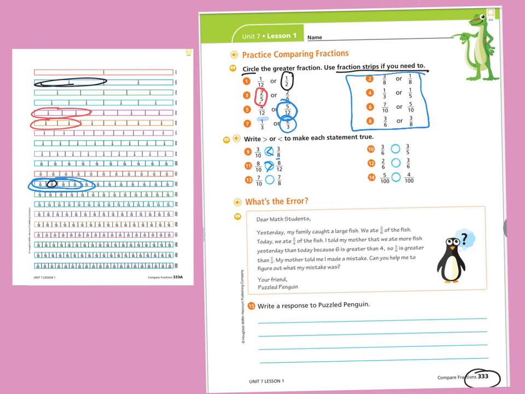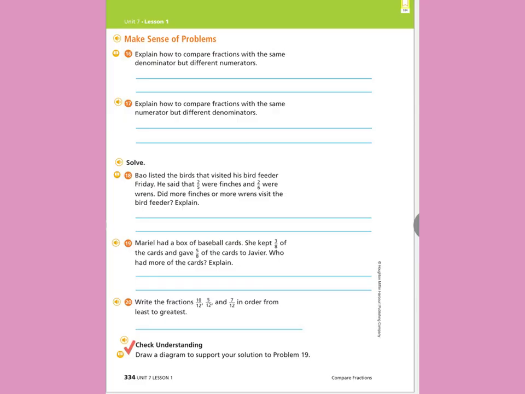7/10 and 7/8. Again, the numerator is the same, so the smaller denominator is bigger. So 7/10 is less than 7/8. You're going to do 10, 12, and 14 on your own. We are going to skip Puzzled Penguin. Next, we're moving on to page 334.